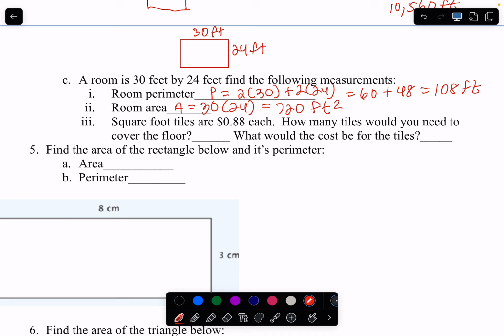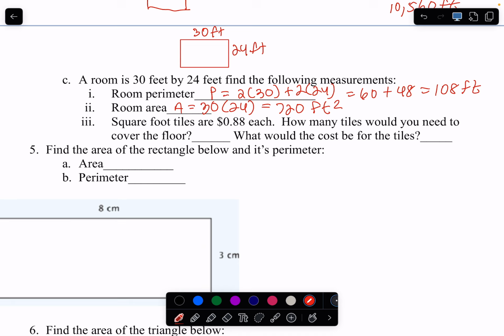Okay, now let's take a look at part 3. It says square foot tiles are 88 cents each. How many tiles would you need to cover the floor? So we just found that the perimeter was 108 feet, and the area was 720 square feet. To cover the floor with tiles, which one of those measurements is important to us? The square feet, right? Because we're covering the floor with squares. How many squares will we need if each square is 1 square foot?